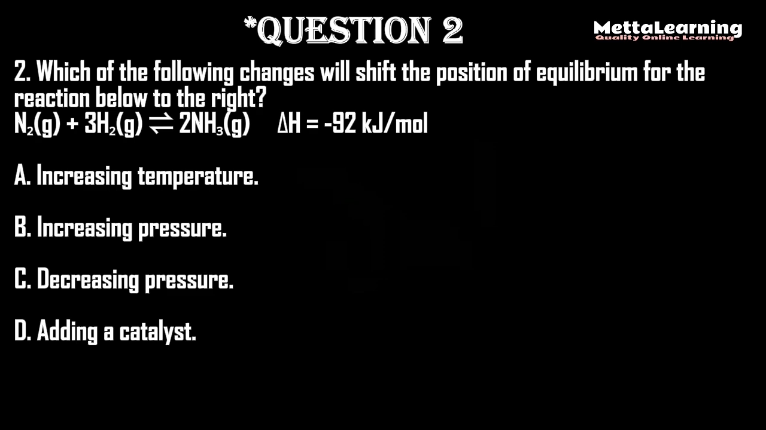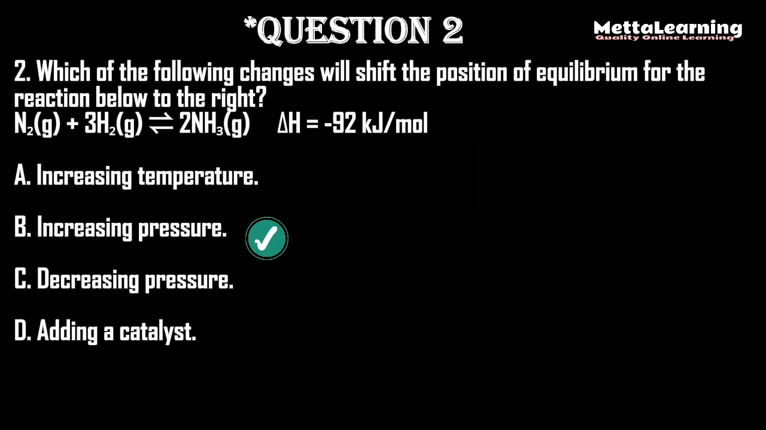So option A says increasing temperature, option B says increasing pressure, option C says decreasing pressure, and option D says adding a catalyst. So the correct answer here is increasing pressure. Let's look further into this. According to Le Chatelier's principle, increasing the pressure favors the side of the reaction with fewer gas molecules.